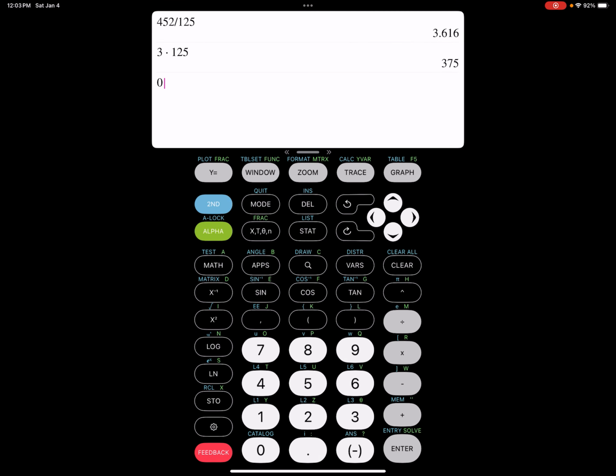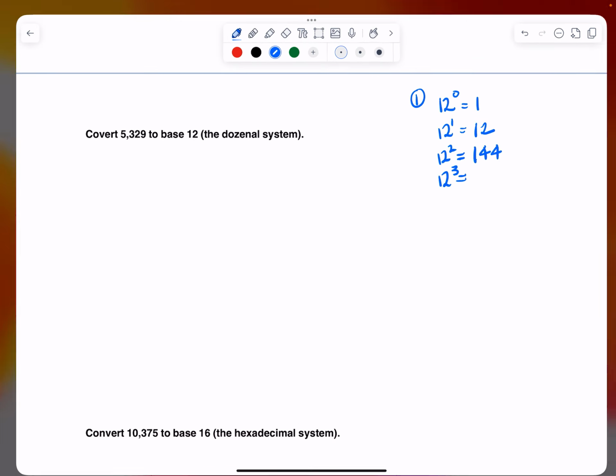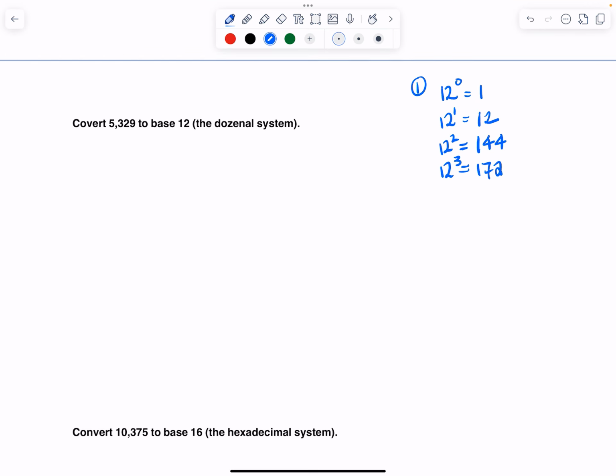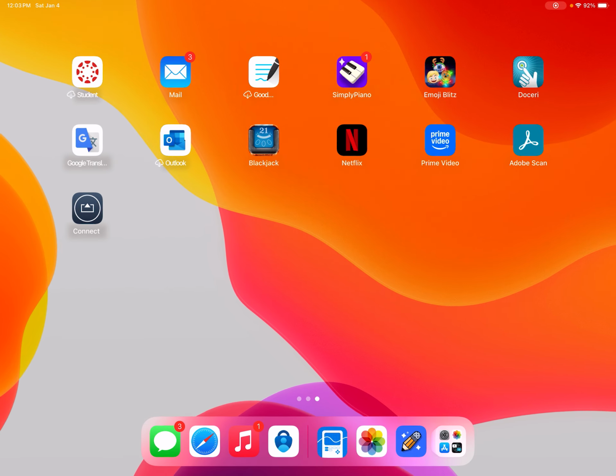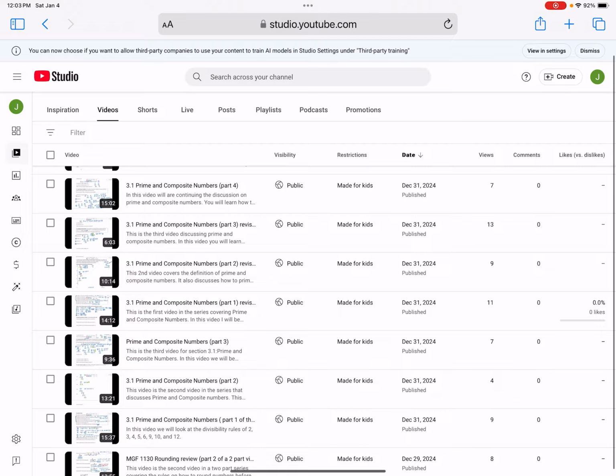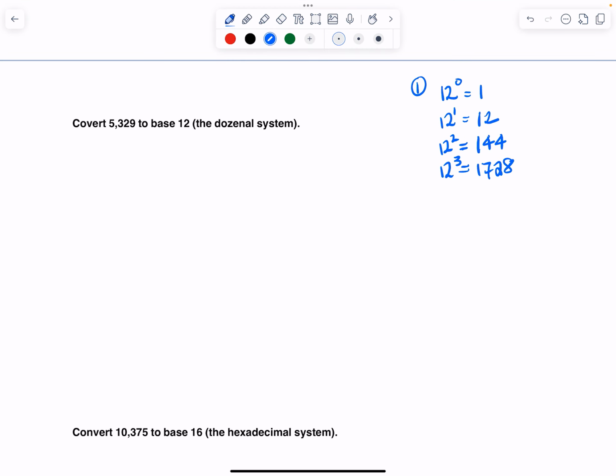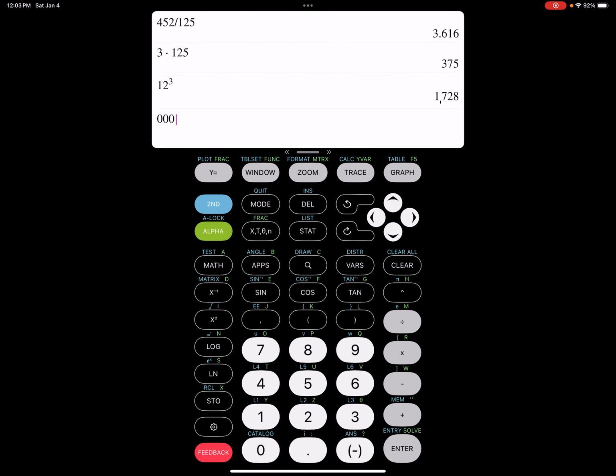So let's check it out. That's 1728. Yeah. Okay. All right. Sorry guys. I'm all over the place. There we go. So I'd keep on going because we're close to 5,329, but let's see what happens when we have 12 to the 4th power. So 12 raised to the 4th power is 20,736.